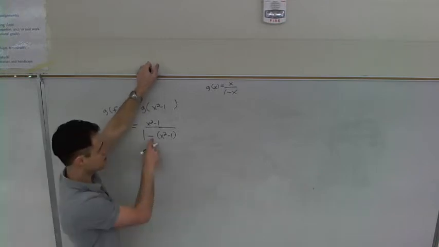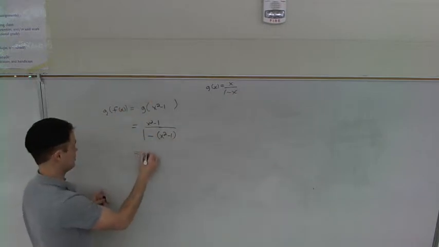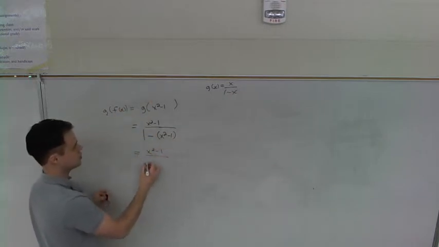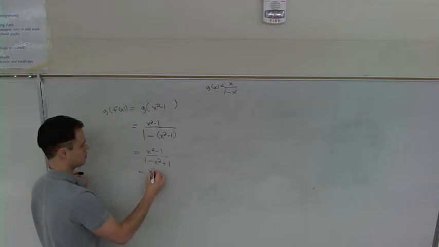Because I've got a minus the whole function right here, right? So I've got to distribute that minus. So be careful with that. So I'm going to get x squared minus 1, distribute the minus, so 1 minus x squared plus 1. So that's x squared minus 1 over negative x squared plus 2.